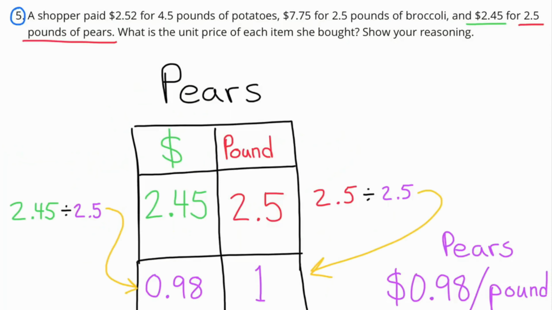The pears cost her $2.45 for 2 5/10 pounds. In order to find out the unit price per pound for pears, we need to divide 2 5/10 by 2 5/10 to get 1 pound. $2.45 divided by 2 5/10 equals 98 hundredths, or 98 cents. The price she paid for pears was 98 cents per pound.